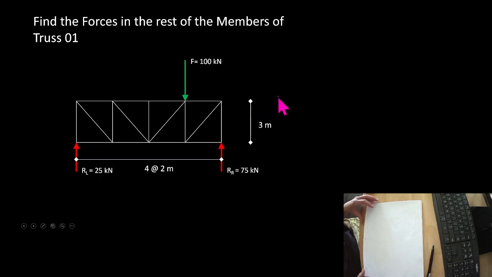Okay, let's try to find the rest of the forces in this truss. We're gonna get fast at this. We already know what our angle is. Look, all of these bays are 2 meters wide and 3 meters tall. So this is 56.3, this is 56.3, this is 56.3, and this is 56.3. That wouldn't be true if we had different dimensions going around this.